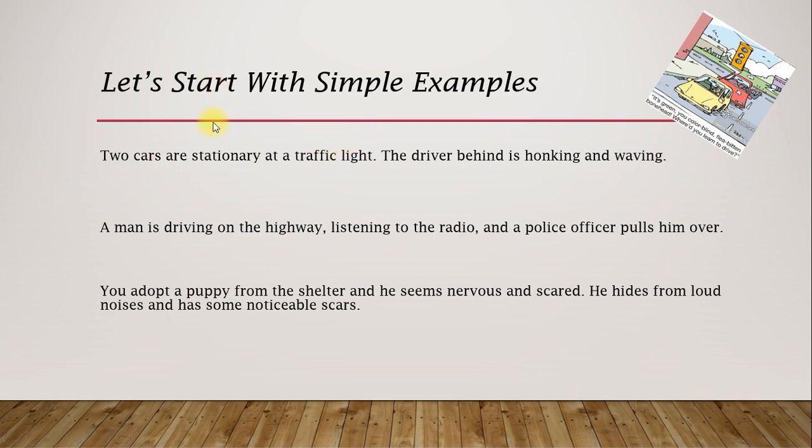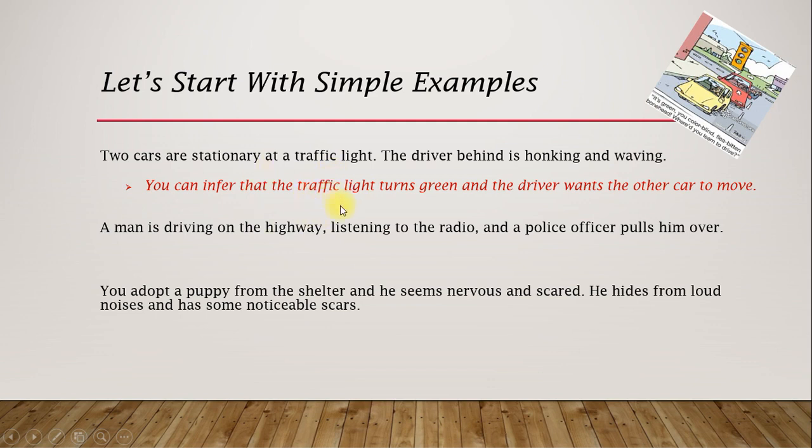Well, let's start with simple examples. Two cars are stationary at a traffic light. The driver behind is honking and waving. So, you can infer that the traffic light turns green and the driver wants the other car to move.